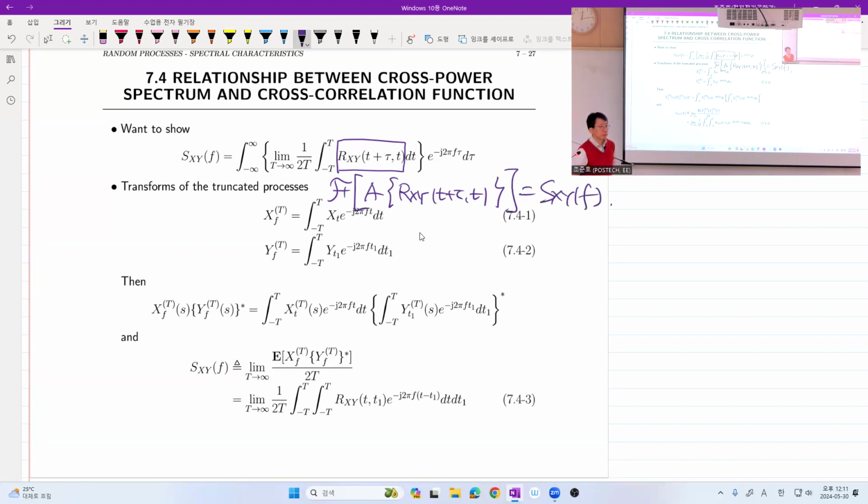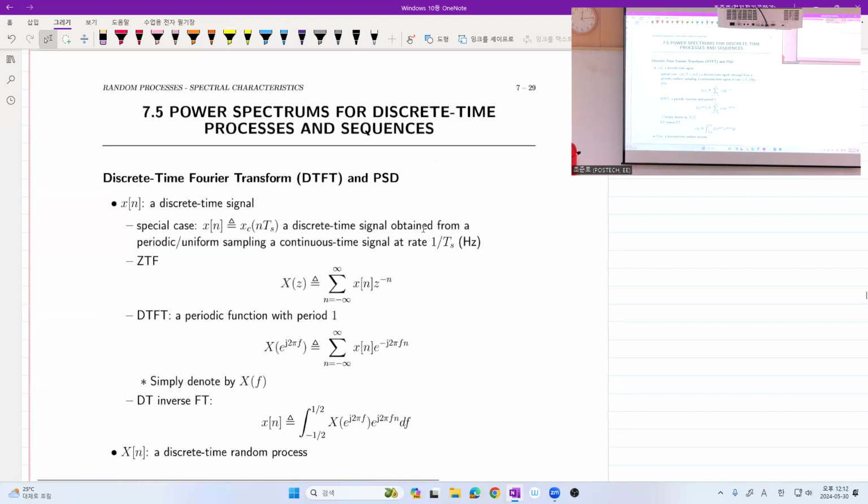Got it? And if the random processes x and y are jointly wide-sense stationary, we don't need time averaging because our cross correlation is already a function of tau. So it's not a function of t, so its time average is itself. So we are done.